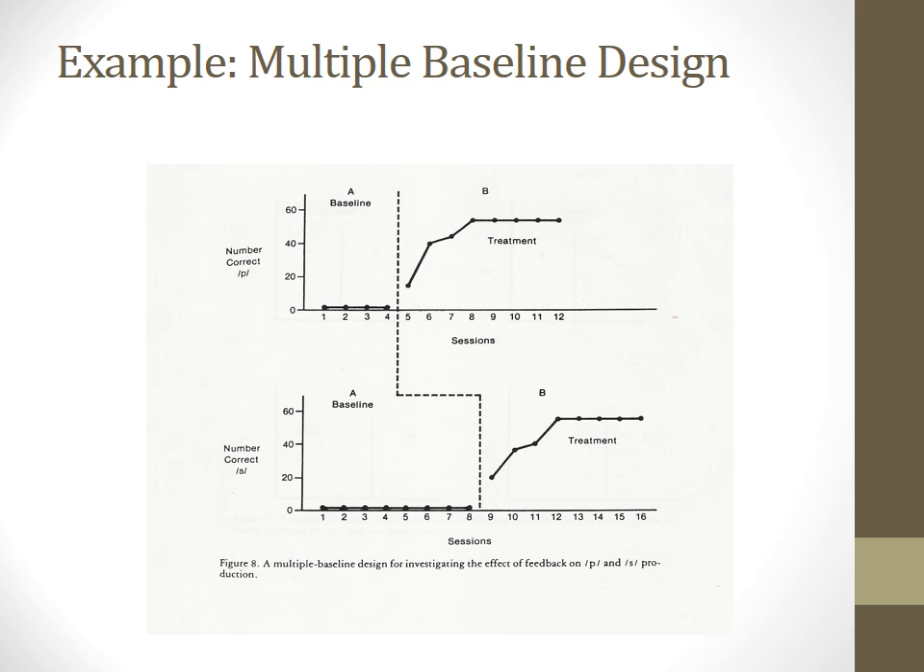Now you can see the power of this design because you can be sure that it really was the treatment that influenced the change in the behavior. If you simply looked at the effects of the treatment on P and you only did an A-B graph, that wouldn't have much power at all because there's not a lot of control. So did the child just mature a bit and that's why he started to improve? Or did the parents start working on the P sound at home? We wouldn't know. But because the S sound didn't improve until treatment was administered, we can tell that it must be the treatment that has the effect on this child's sound production.